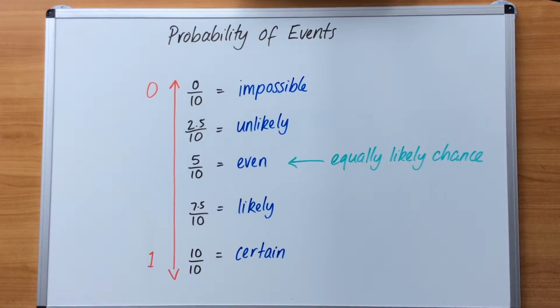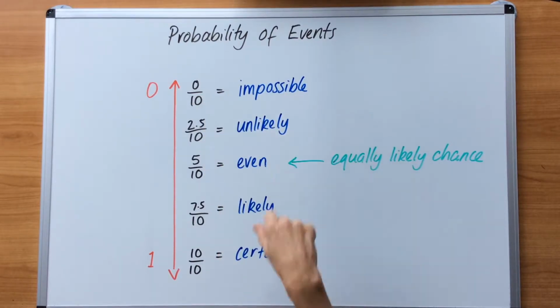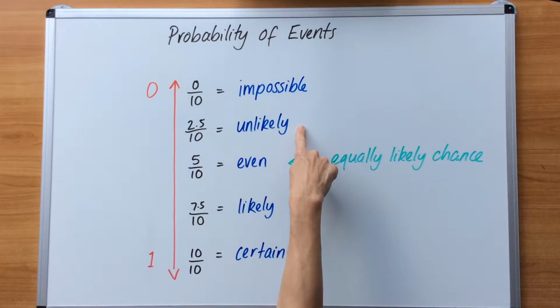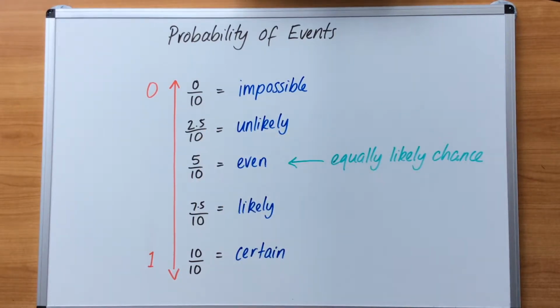I've broken it down here for you into a scale of 5 different possible choices. So it's out of 10 in this example. If something has a 0 out of 10 chance of happening, it's impossible. That's like a unicorn flying into your classroom at school. That's never going to happen. And if it's got a 2.5 out of 10 chance, it's unlikely. It could happen, but because the number's so low, it's unlikely to happen.